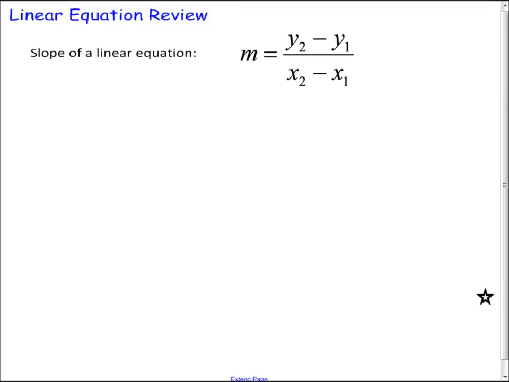I'm your host, Mr. Walker, and this tutorial is meant to give you a quick review of the three most common forms of linear equations that you'll be asked to work with. The first thing I'm going to do is start with something familiar, the formula for slope, where if you are given 2 points, you can calculate the slope between those 2 points.